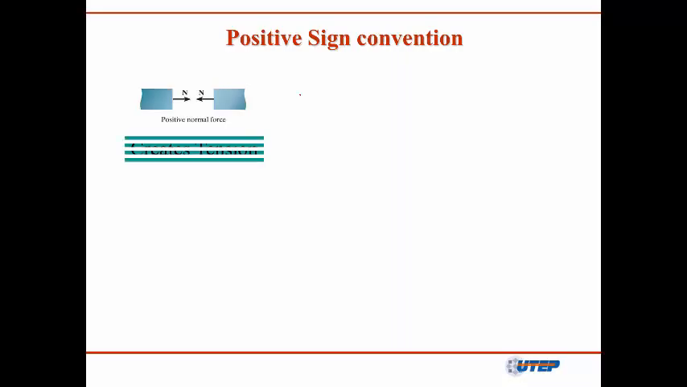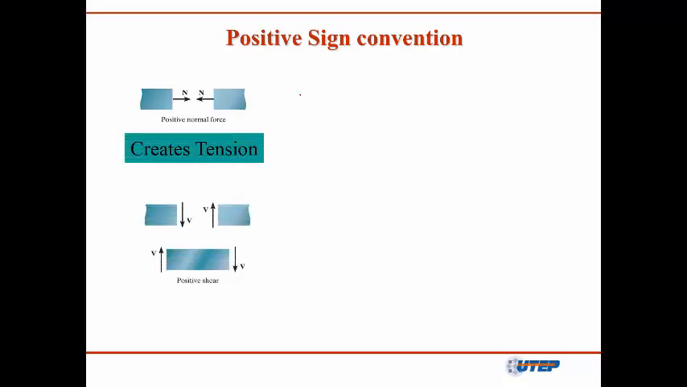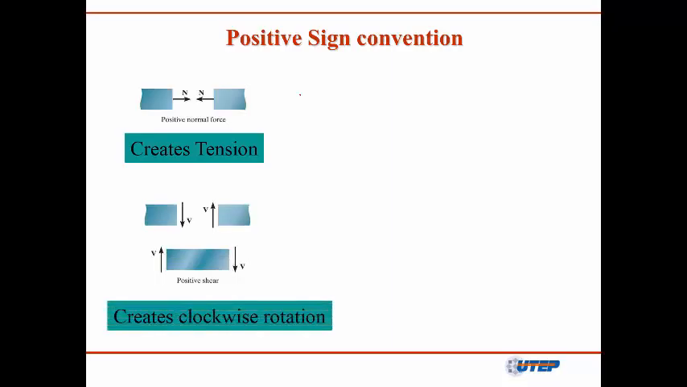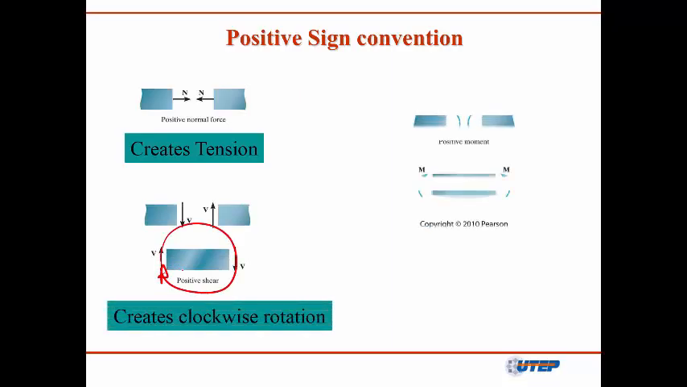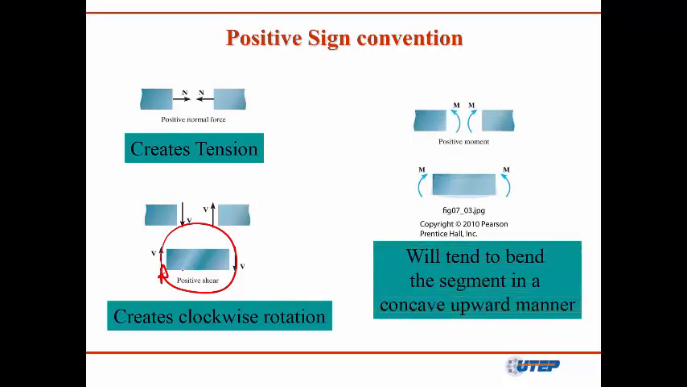So the positive normal force creates tension. The positive shear creates clockwise rotation. So you can see this clockwise, and then the bending moment, which will tend to bend the segment in a concave upward manner, or what I mentioned in class, the smiley face.